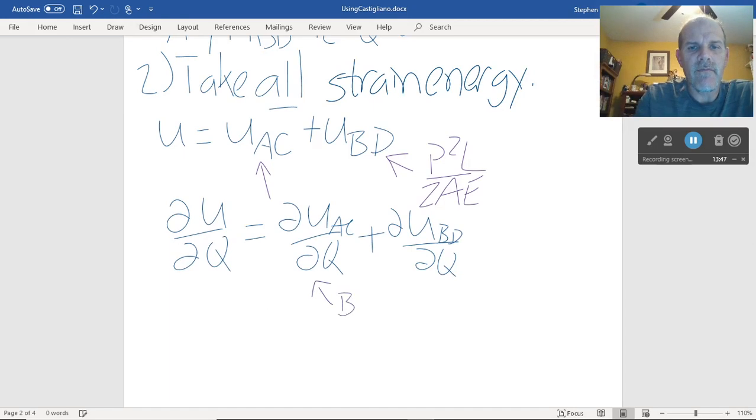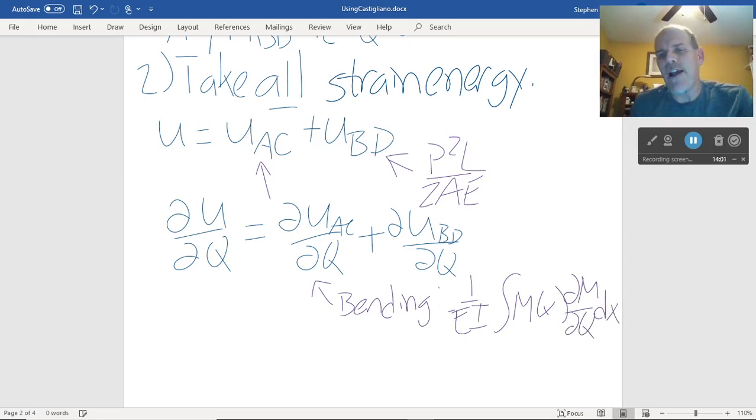This is bending. We would use 1 over EI integral of moment as a function of x, partial moment, partial Q dx. Fine, we would do that, right? I would never compute the strain energy of a beam in bending. It doesn't make any sense to me. I just want to take a derivative with respect to a force anyway, so let's just cut to the chase, okay? I see people leave out one or the other of these. We need both.